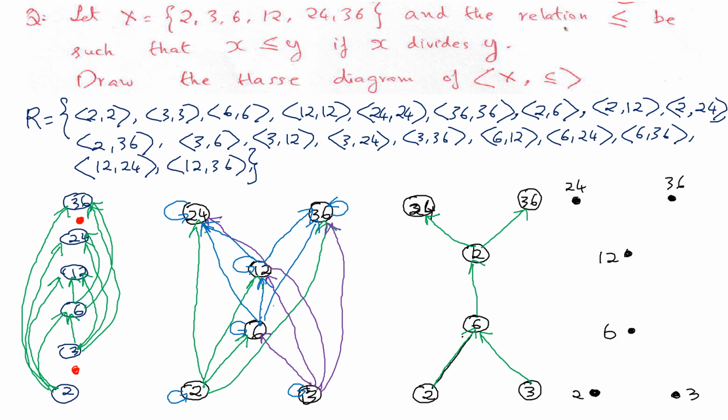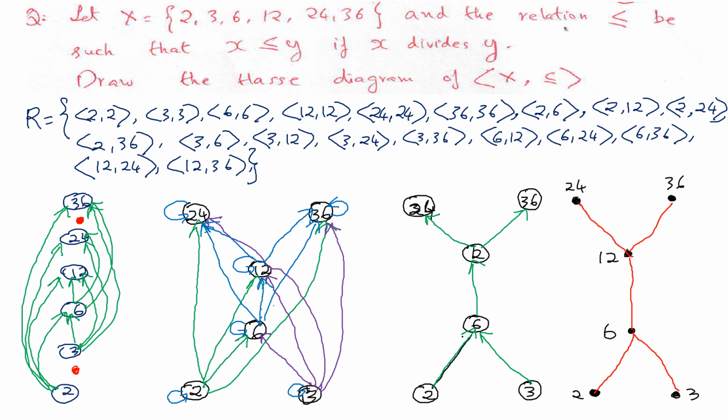So arrows not required here. Okay, so 2 to 6, then 3 to 6 is also there, then 6 to 12, all upwards. Okay, then 12 to 36, 12 to 24. Okay, so this completes the HASSE diagram. Only this much. You don't have to prove anything else. So through the HASSE diagram only we are able to do it.